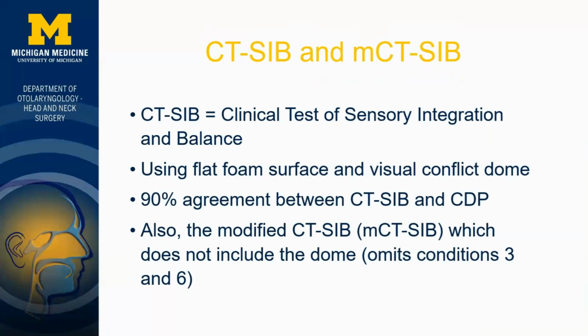There are more clinical tests that you can do, like the sit-SIB or the modified sit-SIB or CAT-SIB. So this is the clinical test of sensory integration and balance. You use a flat foam surface and a visual conflict dome. But there is a 90% agreement between this test and computerized dynamic posturography. So it's a much cheaper test to administer. You could also do the modified sit-SIB, which does not include the dome. So it's omitting conditions 3 and 6 for posturography.